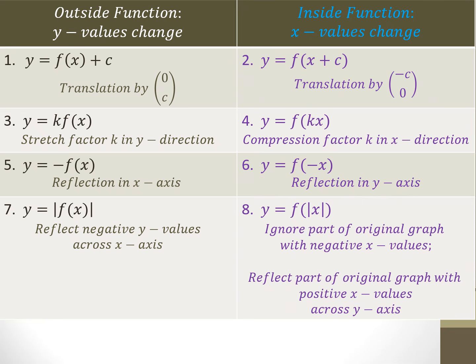the x values. Specifically, I've reworded transformation number 8 very slightly. With the modulus function applied on the inside of the function, we ignore the part of the original graph where the x values were negative, because the mod of x that now enters the function can never be negative. And we're not just reflecting the positive x values, we're actually reflecting the part of the original graph where the x values were positive. That part of the original graph is reflected across the y-axis.